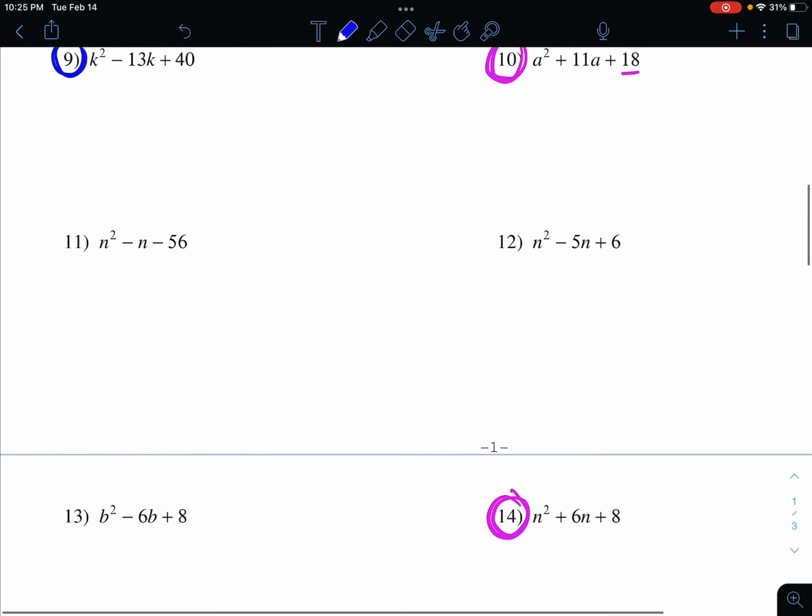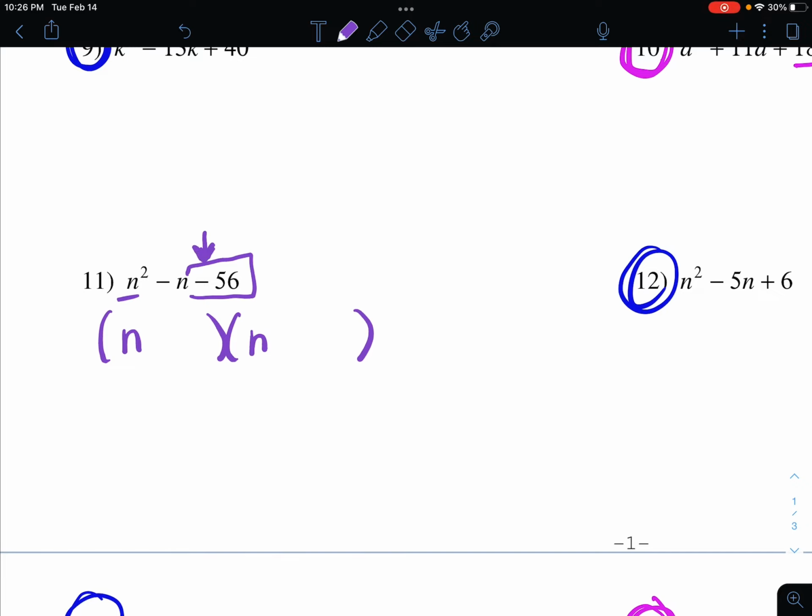I know that I have my 2 parentheses. I know that n squared is going to become n and n. I know that my last 2 numbers are going to have to multiply to equal a negative 56. So kind of like what happened on the second example that I did. I know that one of these is going to have to be a positive and one of them is going to have to be a negative to equal a negative number, right? The signs are going to have to be different.